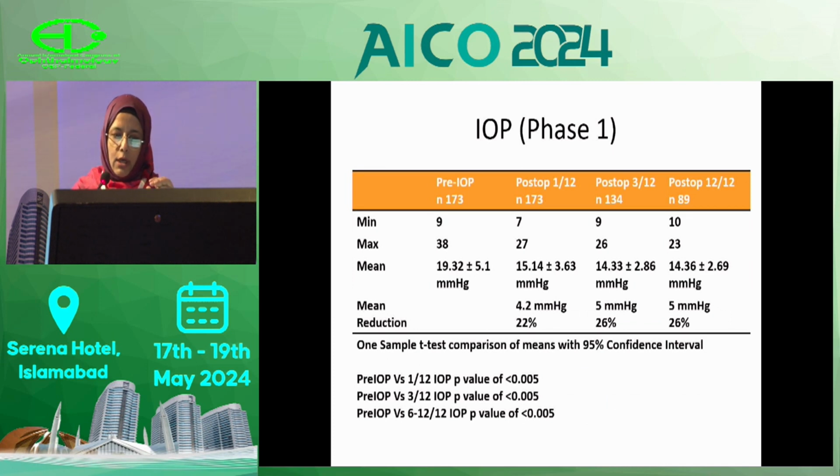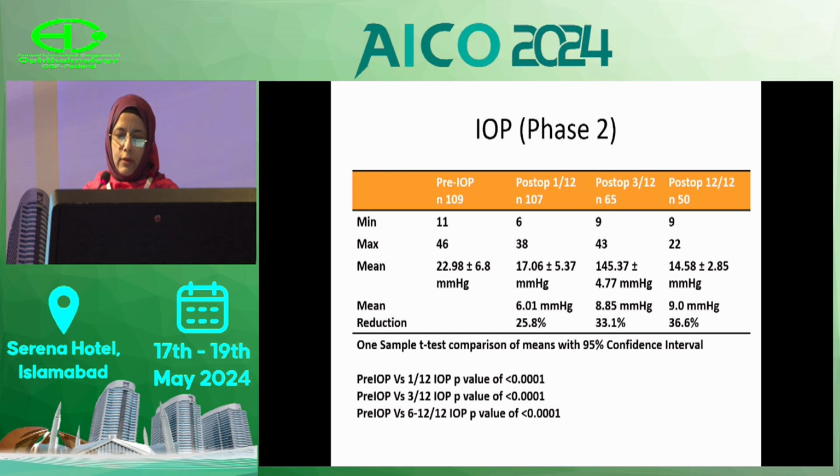This is the IOP results for phase 1. So you can see that our first audit actually achieved a result of 26% reduction in the pressure. And this is very interesting. In phase 2, you can see there is a trend of increasing reduction. At the first post-op month, there's 35% reduction, but it increases to 36%. I'll come to this in a few minutes when I come to the next slide.